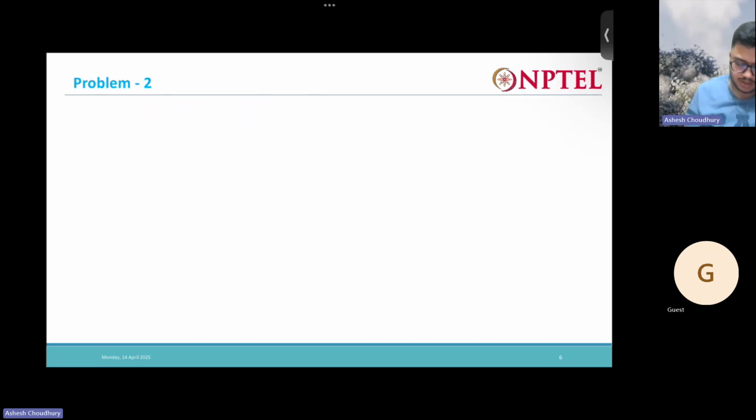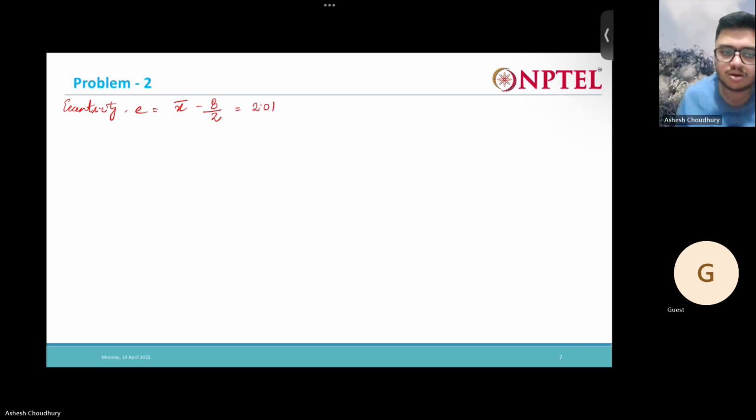Okay, so therefore you can have eccentricity e is X bar minus B by 2. Okay, so X bar is the centroid of all the loads. That minus B by 2 will give my eccentricity about the base, which is 0.26 meter.